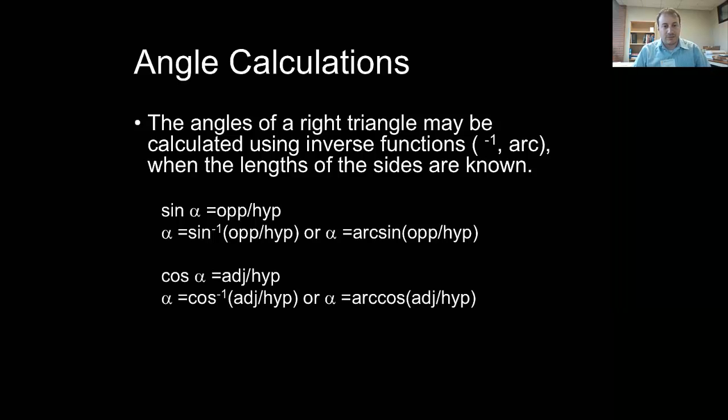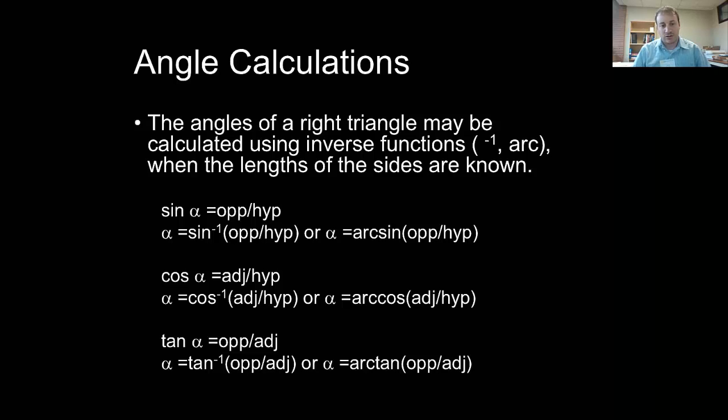Similarly, we can do the same thing for cosine, where alpha is equal to the inverse cosine of the adjacent side over the hypotenuse. And similarly, you can calculate the inverse tangent function in order to calculate alpha as a function of its opposite and adjacent lengths.